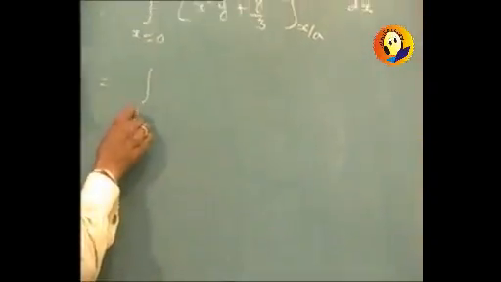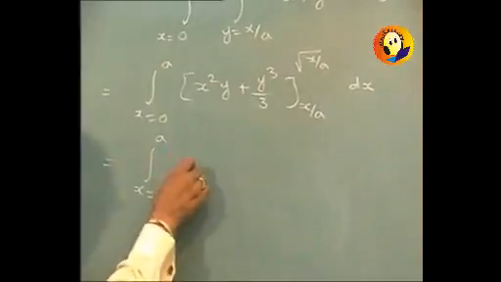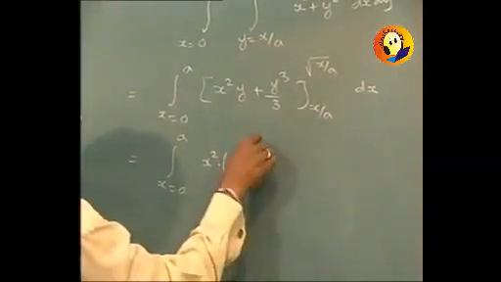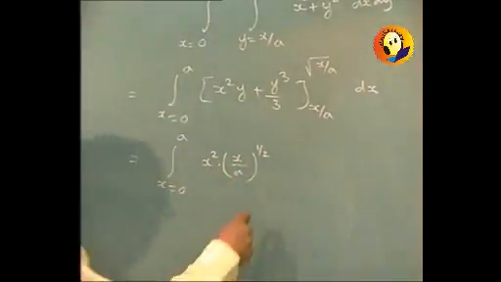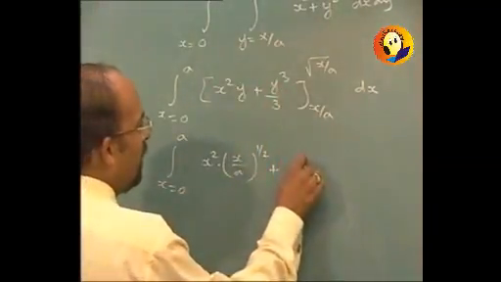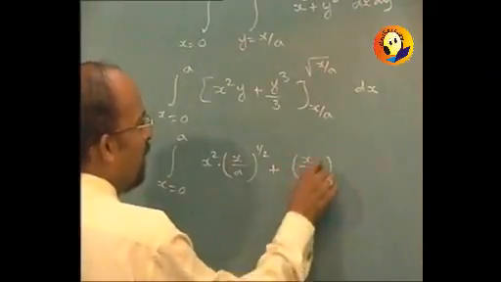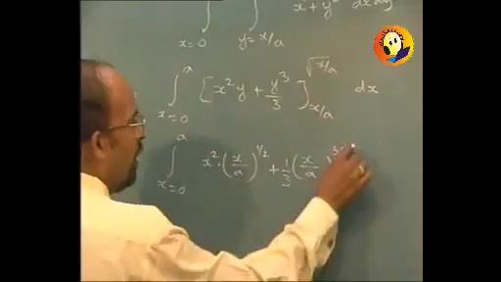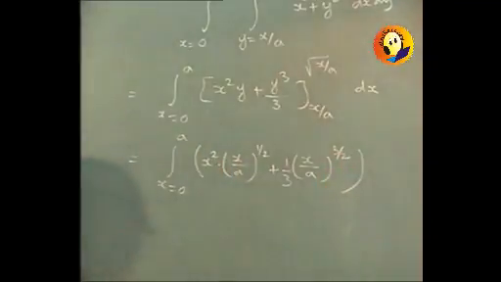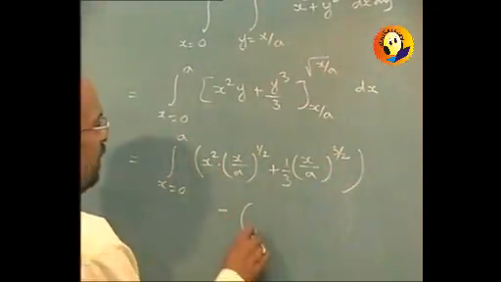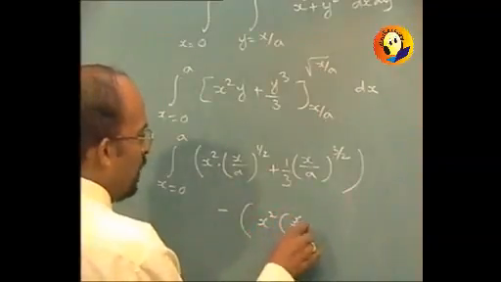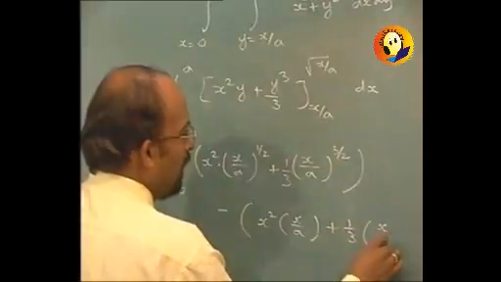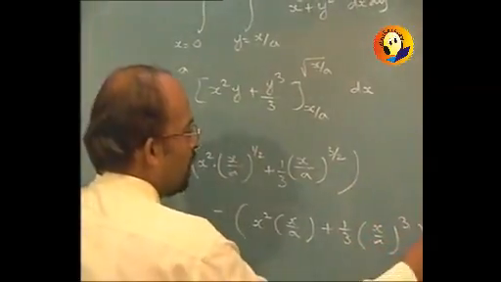So it is integral x equal to 0 to a, x square at upper limit it is x upon a bracket raised to half. Better to write it in this form. Plus the second term it will be x upon a bracket raised to 3 by 2 with 1/3 which is already outside. Minus at lower limit it will be x square into x upon a plus 1/3 into x upon a bracket cube dx.